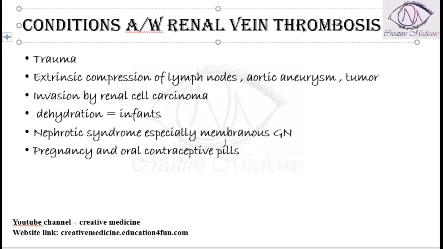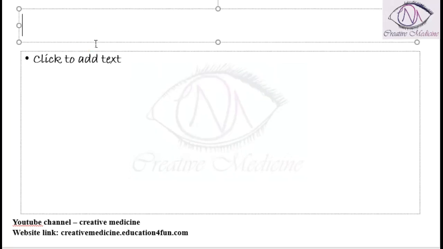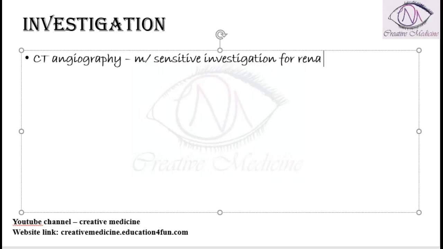Now, what do you do for renal vein thrombosis? The investigation done for renal vein thrombosis is, first we can do CT angiography. Actually, CT angiography is the most sensitive investigation which is done for renal vein thrombosis.